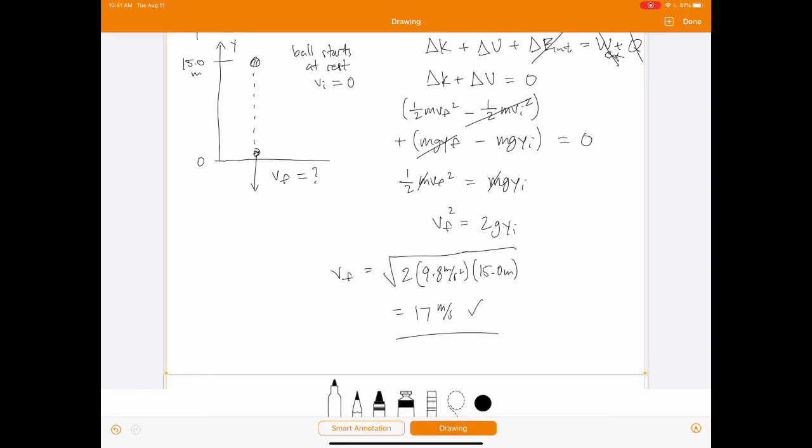So that's how fast the ball is moving just before it hits the ground if it's dropped from that height. Of course, we're ignoring air resistance in this. Okay, so that was a pretty simple example. Let's do a more complicated one next.